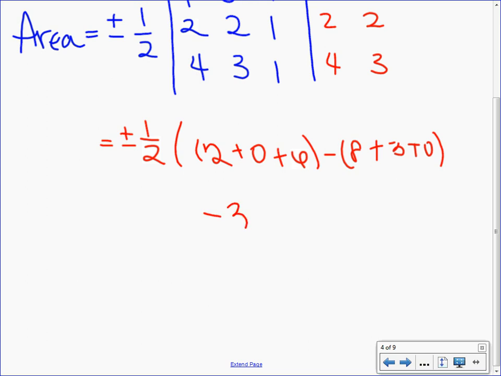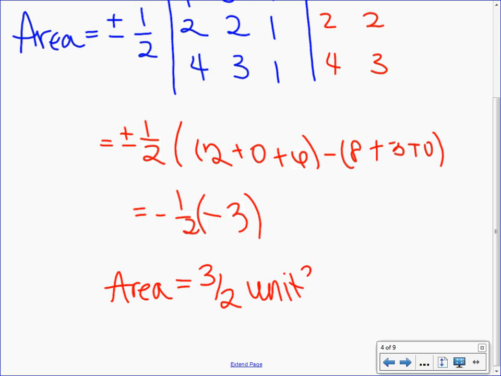Negative 3. Do we want to choose the plus or the minus 1/2? The minus. Your enthusiasm is appreciated. All right, so we have 3/2 unit squared. That's it.